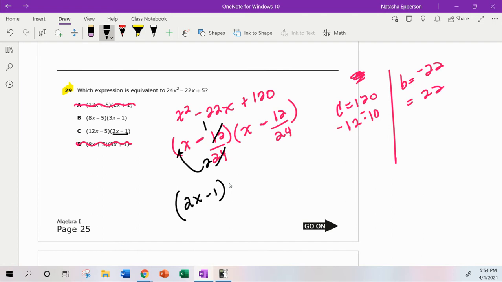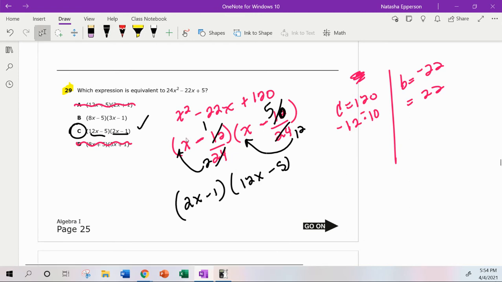12 divided by 24. That also gives me, hold on. That should have been 10. 10 divided by 24 would be a big difference. There we go. That's going to give me 5 and 12. The 12 goes in front of the x. So that gives me 12x minus 5, which gives me my answer choice that's correct.